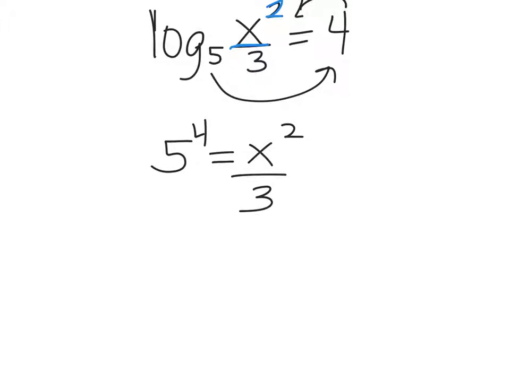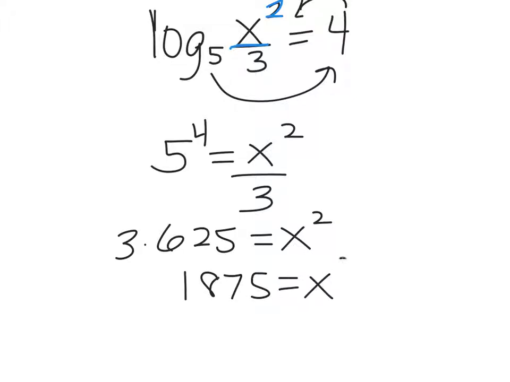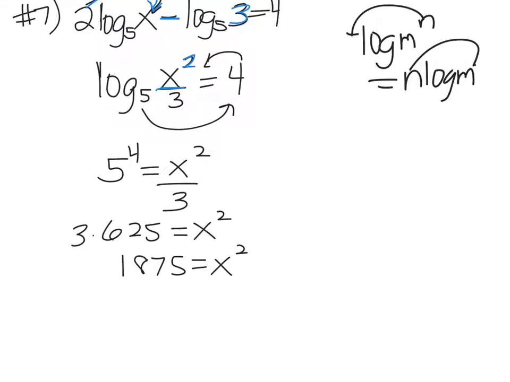So 5 to the 4th is 625. So 6, yes, and times 3 to both sides. So times 3, we get 1875 equals x squared. Now, at this point, we're solving an equation. We have to take the plus and minus square root of 1875.